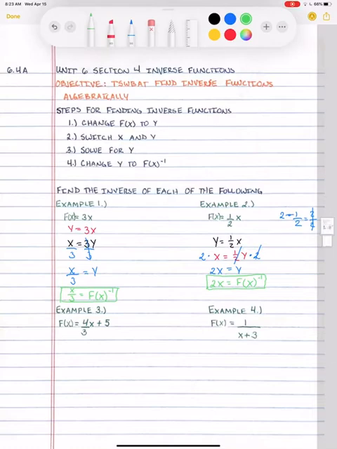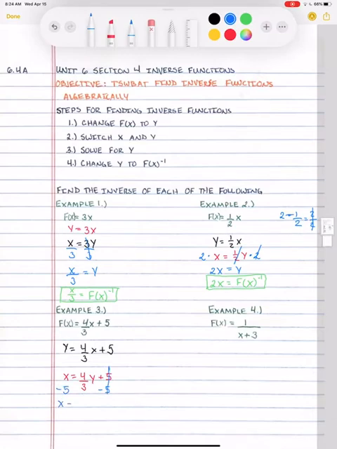Example 3. We're going to start like we always do. I have y equals 4 over 3x plus 5. Now I'm going to switch my x and y. x equals 4 over 3y plus 5. Now I'm just going to move everything away from y. The first thing I have to move is that 5, because it's out there on its own. So I'm going to subtract 5 from both sides.